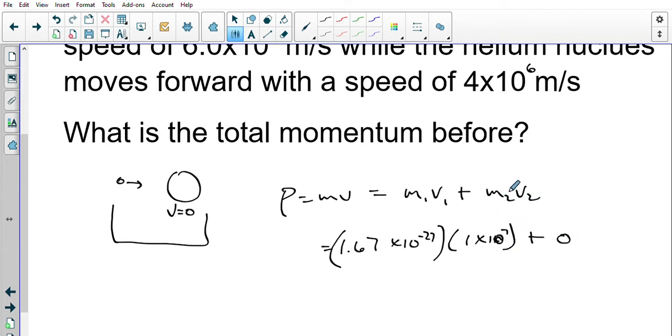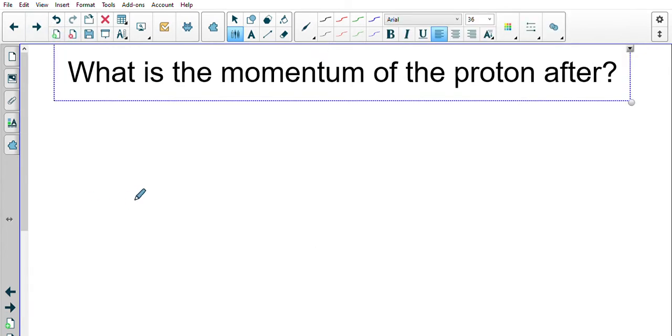We don't know what the mass is. In fact, that's the last question, but we know the velocity is equal to 0, so the momentum is equal to 0. So 1.67 times 10 to the negative 27 times 1 times 10 to the 7 is equal to 1.67 times 10 to the negative 20 kilogram meters per second. What is the momentum of the proton afterwards?